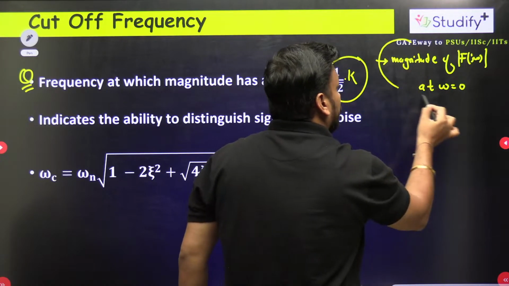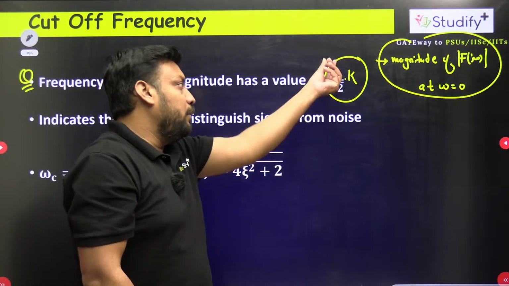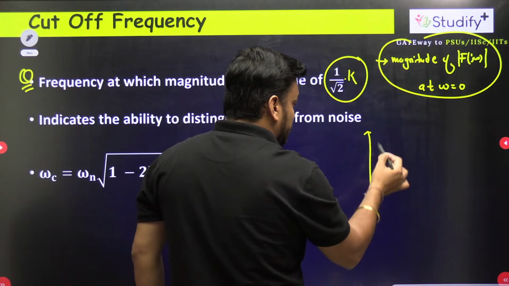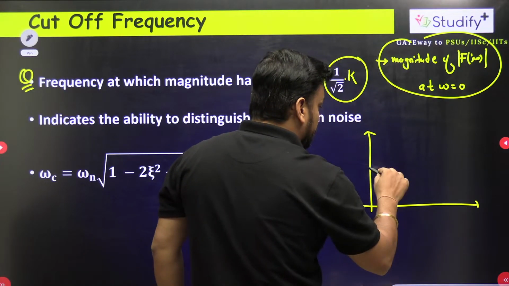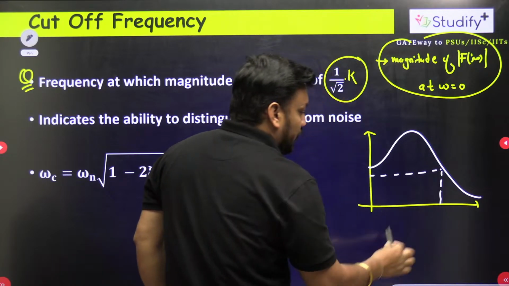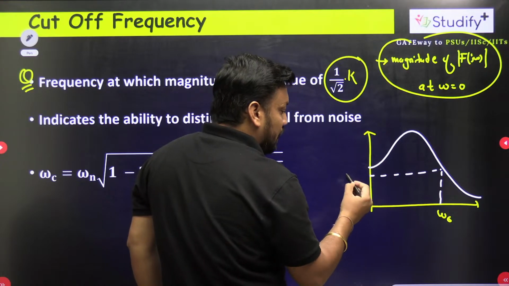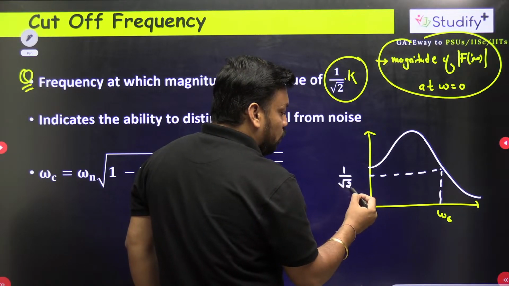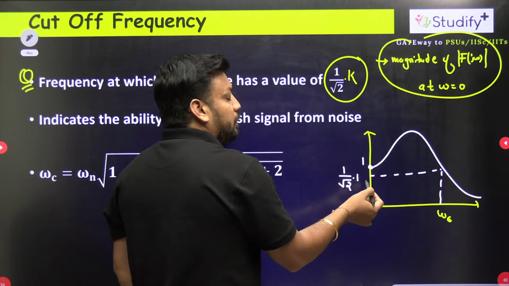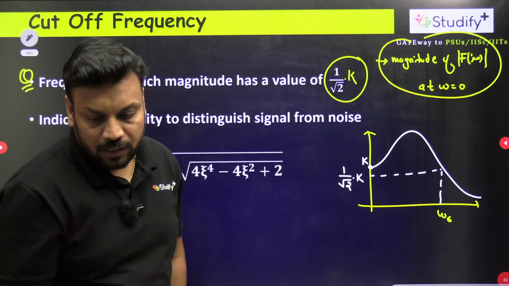Yes or no? Again, in general the value of k is 1, so it is 1 by root 2. It means, as I told you initially, if this is my curve, then the frequency at which my magnitude will be 1 by root 2 multiple of 1. Because the initial value was 1, it is 1 by root 2 multiple of 1. If the initial value were k, it would be 1 by root 2 multiple of k. Is it clear or not?